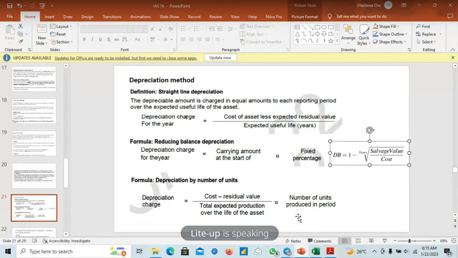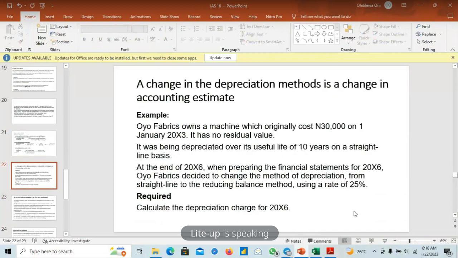Okay, because of our time, I want us to quickly go into this. It is just a derivation of the residual value formula if we are asked to do that, but I'm not sure that is likely.